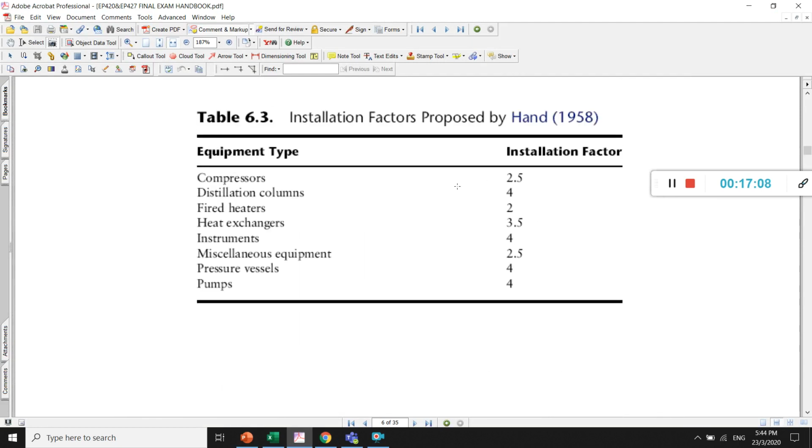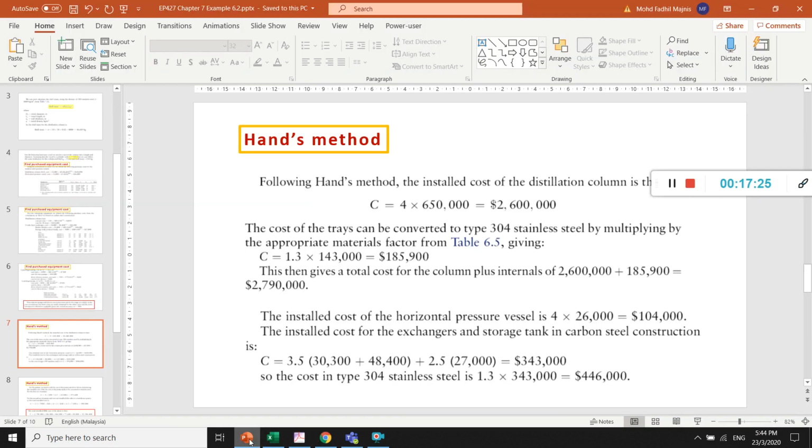So we look at here, installation column, installation factor 4. This one is installation factors. And remember, Hand refers to installation factors. So the factor for the installation is 4. That's why here it is 4 times the purchase equipment cost. So we get 2600.